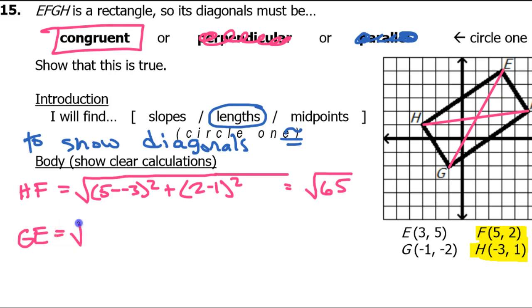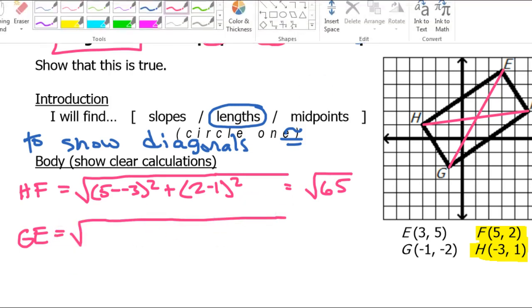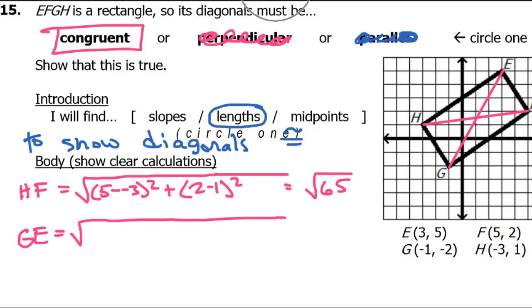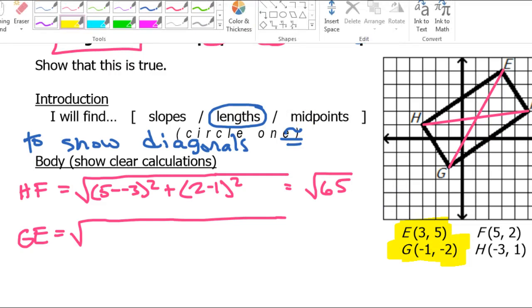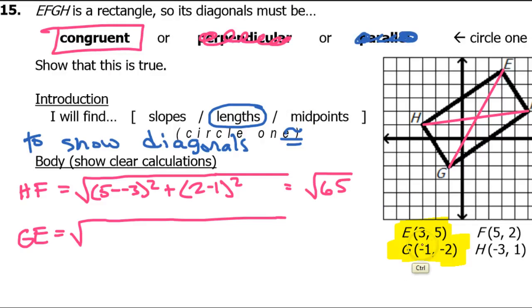Now let's find the length of GE. So since now I'm talking about GE, okay, now I'm talking about these guys. So again, if I want to do the distance formula, I will do x minus x. So 3 minus -1 squared. And then y minus y. So that'll be 5 minus -2 squared.